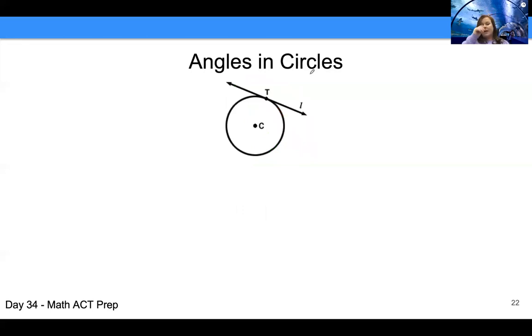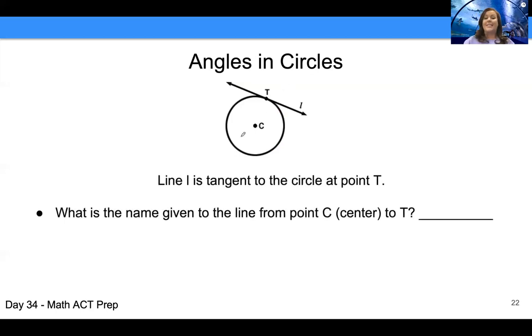Now, this is a concept you need to understand. This figure here, you're probably going, oh, okay, it's a circle and it's got a line stuck to it. This is what we call a line tangent to a circle: line L is tangent to circle C at point T. So this line only intersects circle C at point T. Now, if we drew a line from C to T, what would we call that? It's a radius of the circle.